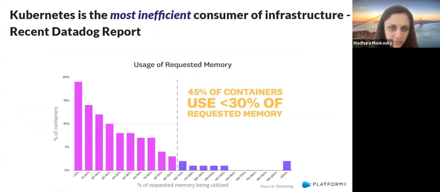Let's go next. And this is just another statistic from Datadog that we like to reference, which says about 45% of the containers use less than 30% of their requested memory, which really goes to the heart of the problem, which is that it's really these requested resources that are not getting utilized. That's kind of the core of the problem, and tools like Karpenter can't fix that particular issue. So let's go next.